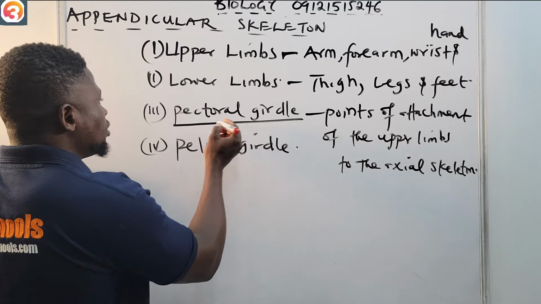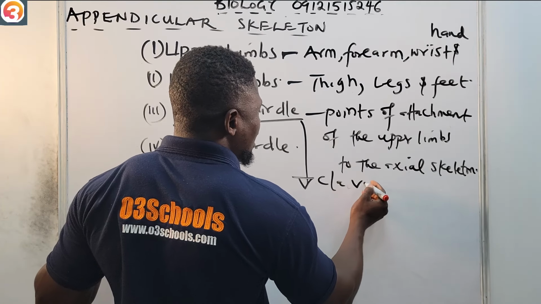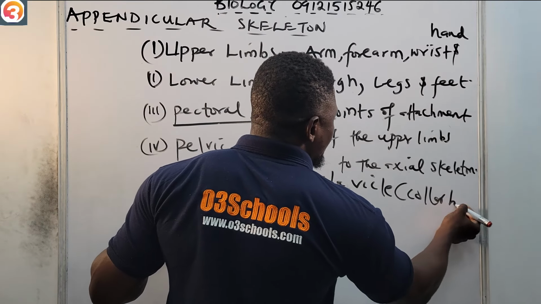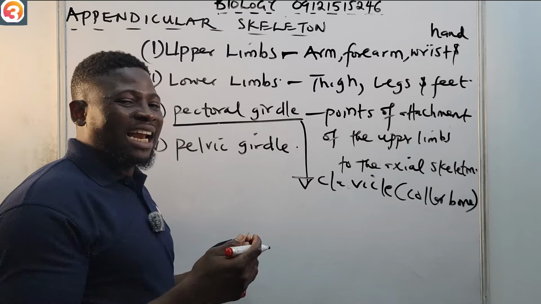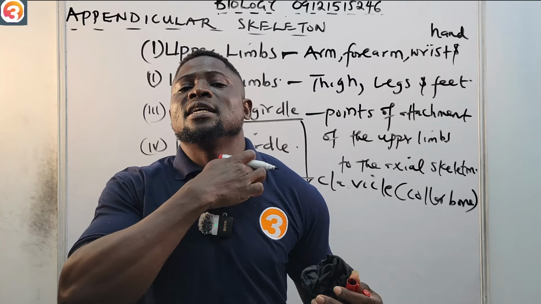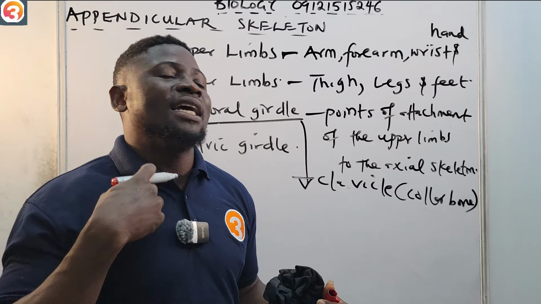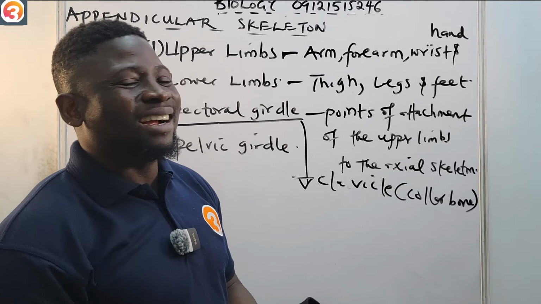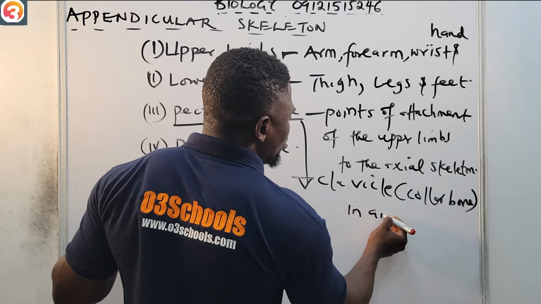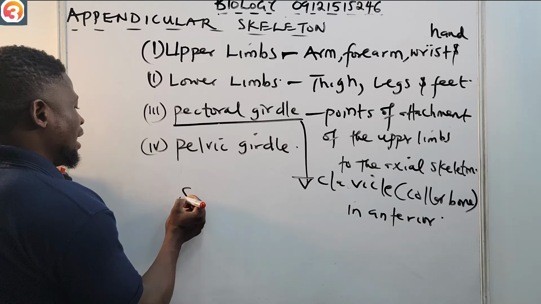This pectoral girdle consists of the clavicle. You know what a clavicle is, right? This clavicle is called the collarbone. This bone here that you are seeing, where I put my shirt collar, is the collarbone. It's called the clavicle. It consists of the clavicle, called the collarbone, in the anterior.